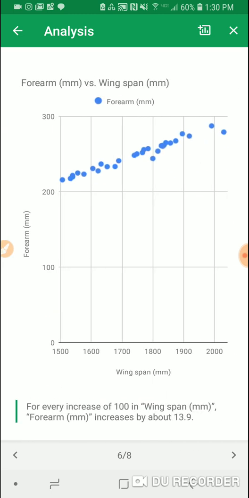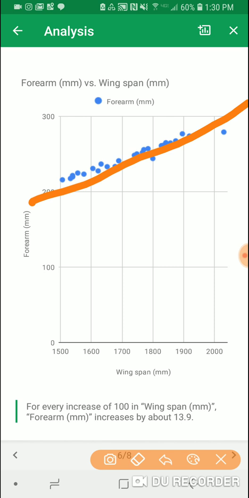Now we're looking at forearm and wingspan, so different variables. But again, we're seeing this very close adherence to a best fit line. Most biological organisms are meeting this central tendency.